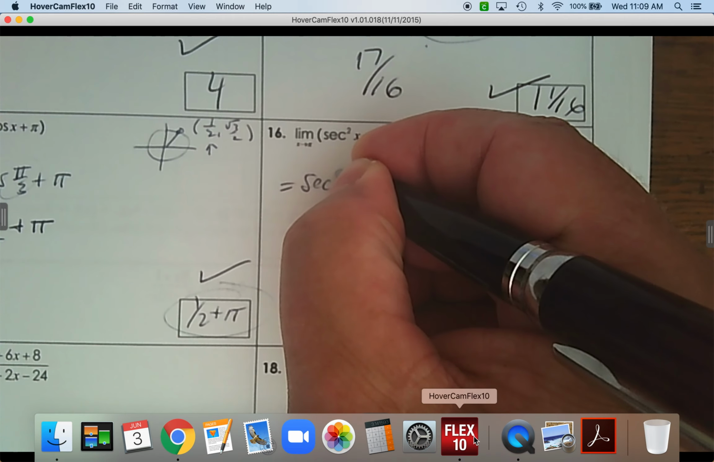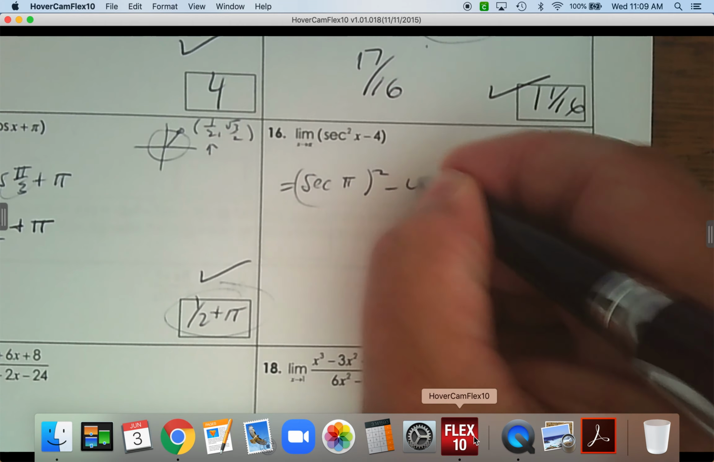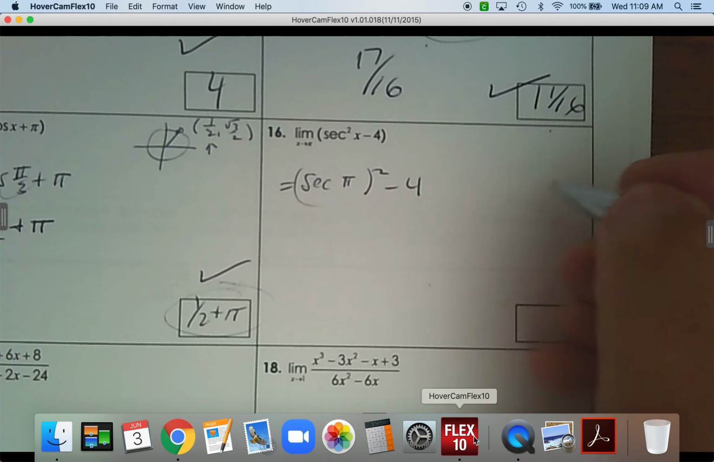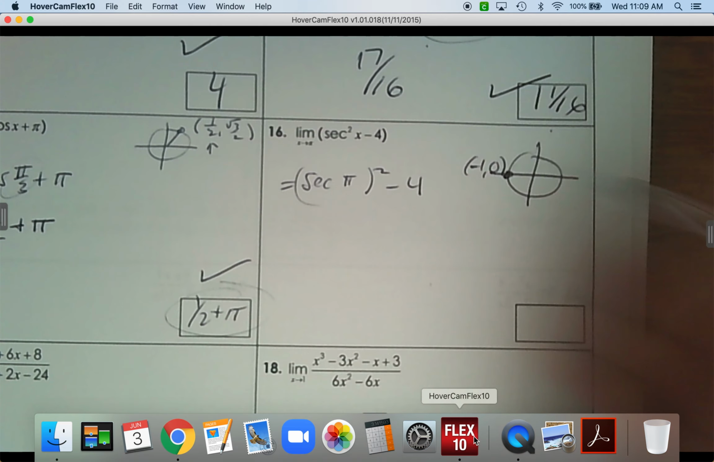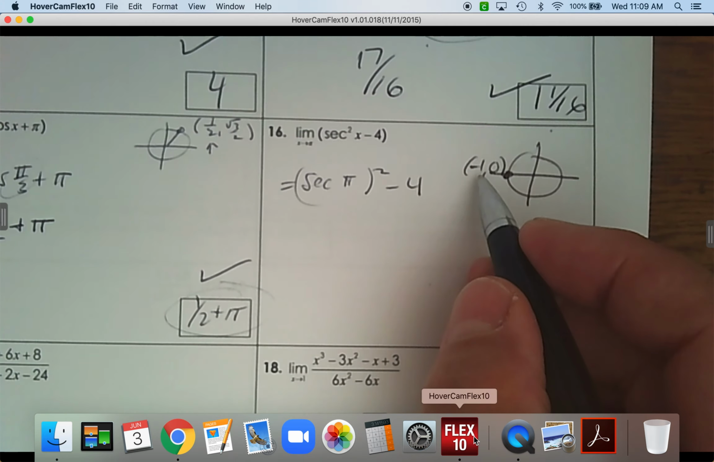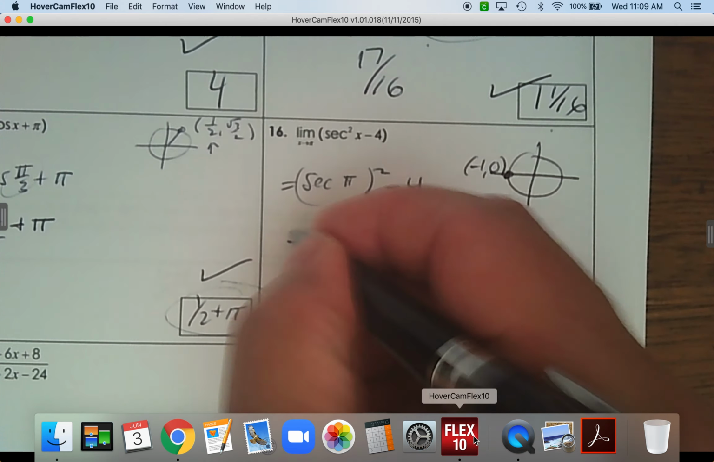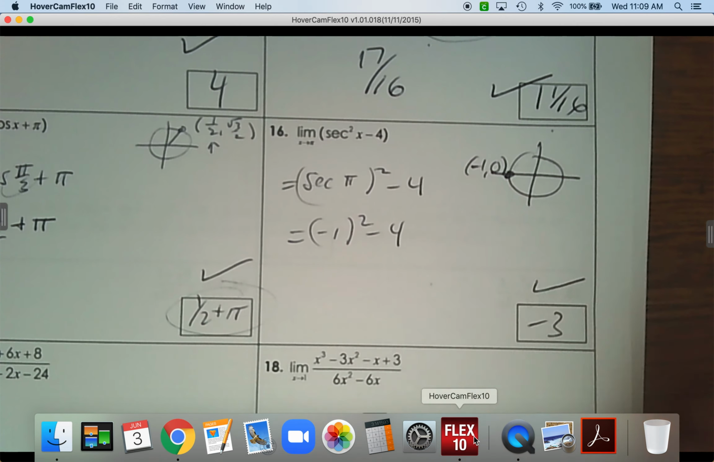Again, I'm going to substitute in. That's what that means. So at pi, where is that on the unit circle? The point there is negative 1 and 0. Secant's the reciprocal of cosine, which is the x-coordinate. So the reciprocal of negative 1 is negative 1. Square it. So that's 1 take away 4, so that's negative 3.